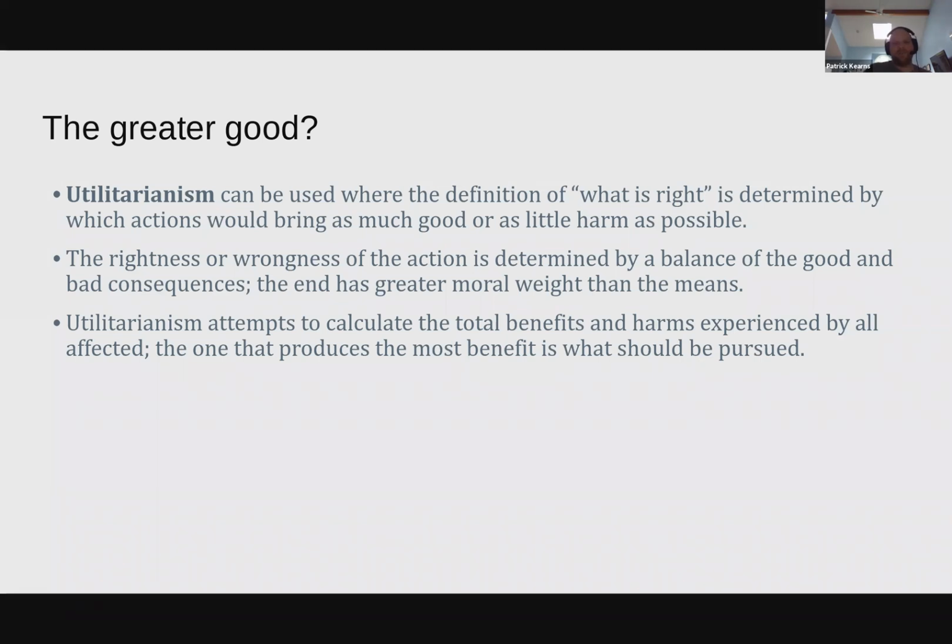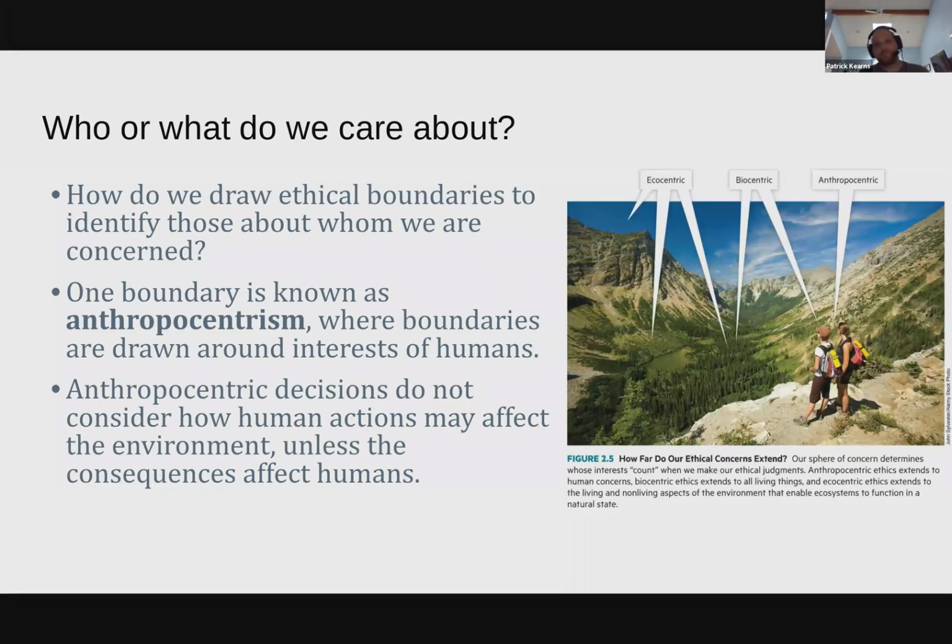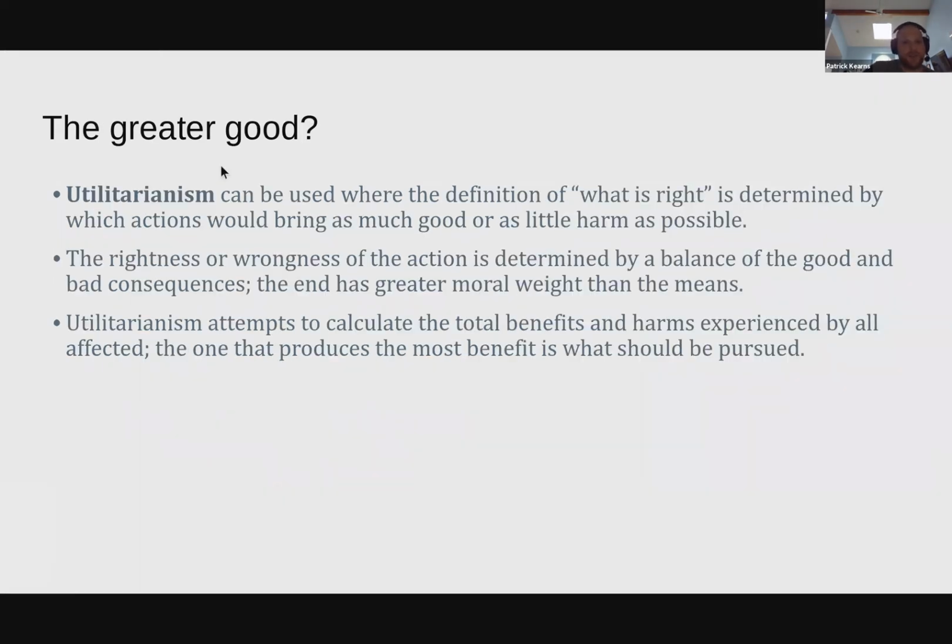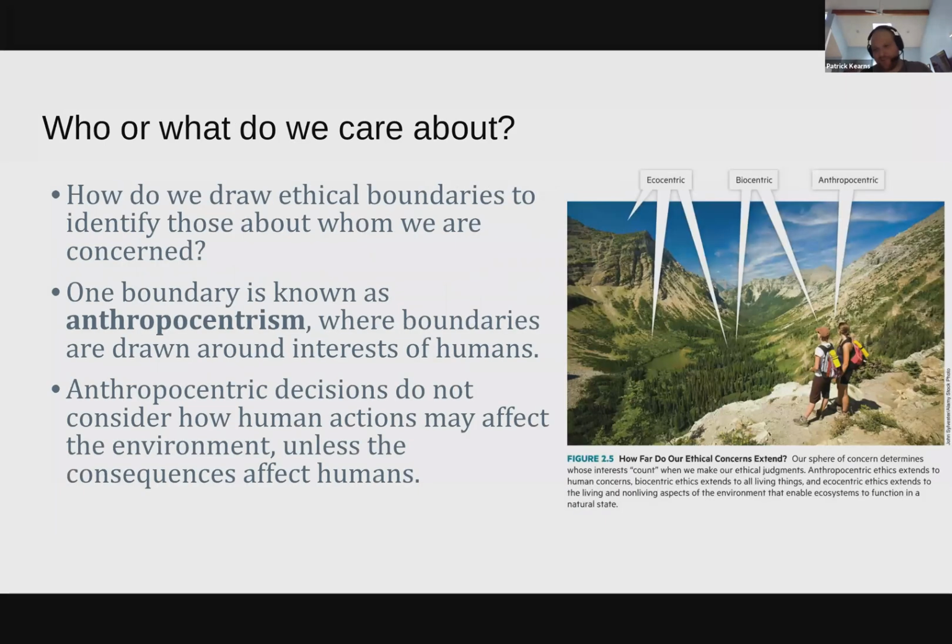Now, this idea attempts to figure out the total benefits and the harms, and whichever one produces the most benefit is essentially what should be pursued. And again, this is not an actualized thing, right? I don't think I need to tell you guys this is the way things should be, and in theory, this is the way things were founded on, but clearly we don't do these things, right? I mean, clearly, all the environmental disasters we've had are not in the greater good, right? So just to preface that again, it's not always a perfect thing, but this is originally how our systems were set up.